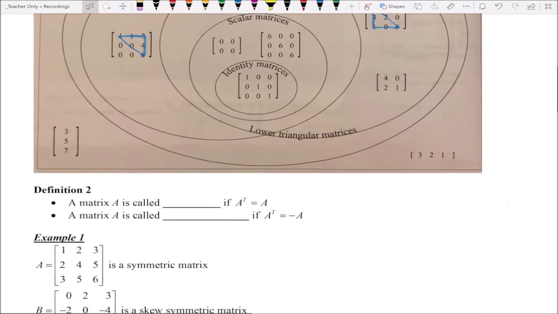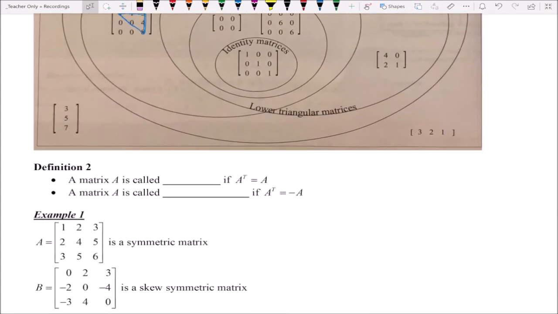Next, let's look at two other types of matrices. We say that a matrix A is symmetric if A transpose is equal to A. So if the transpose of the matrix is the same as the original matrix, that matrix is said to be symmetric. If instead A transpose is equal to negative A, we say that A is skew symmetric.